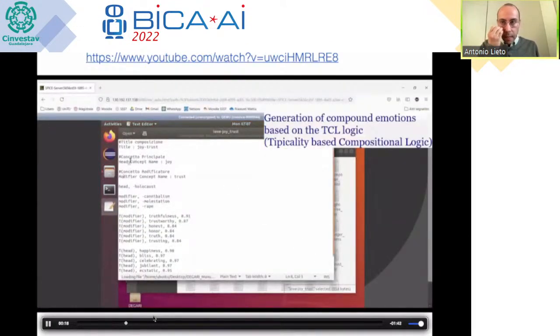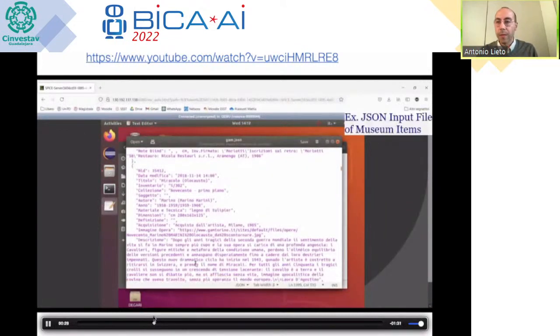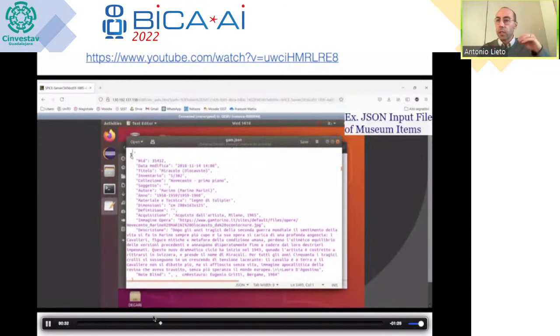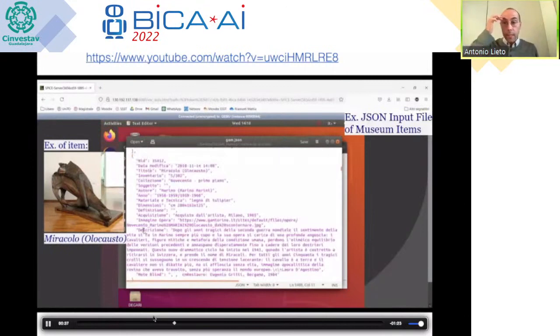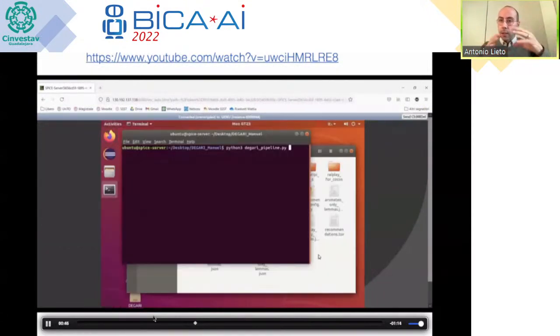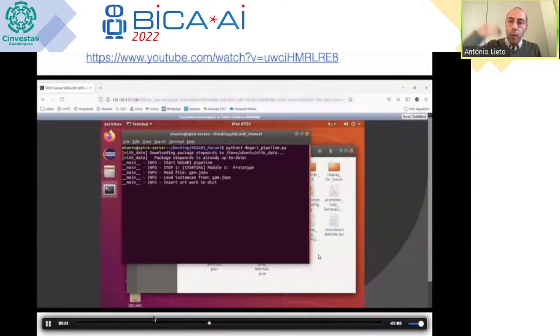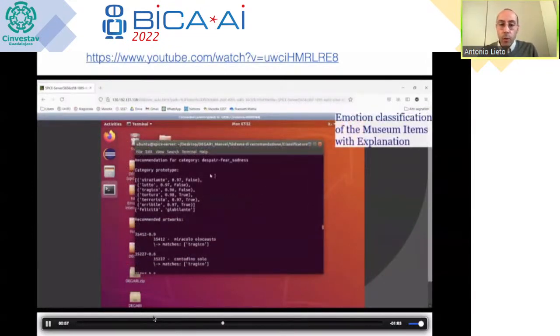You can see here how the TCL is the language in which the TCL logic is transformed. But the idea is that once we have a representation, either coming from the catalog of a given item or something that comes from users, once we have this kind of JSON representation integrating all the data about a given item, we are able to classify these items with emotional labels according to our generated emotion.